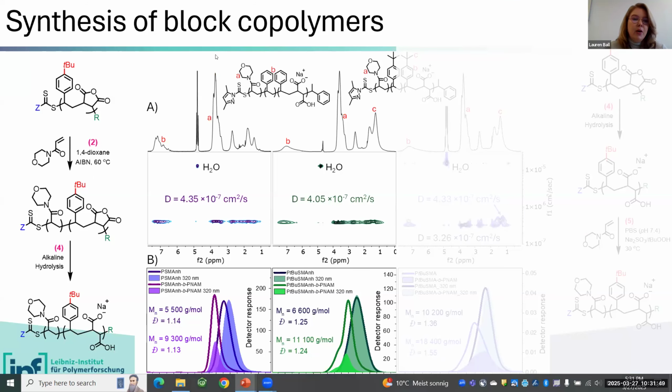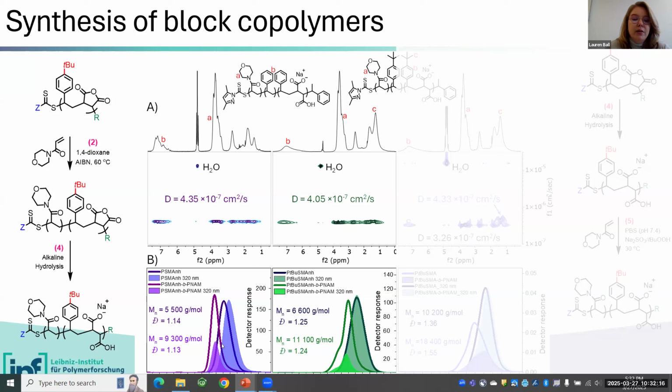So we characterize the block copolymers with size exclusion chromatography and DOSY NMR. And we basically just confirmed with this that we did indeed have a block copolymer. So the fact that our protons for our respective blocks have similar diffusion coefficients means that we very likely successfully made our block copolymer and not just a mixture of the 2 homopolymers.